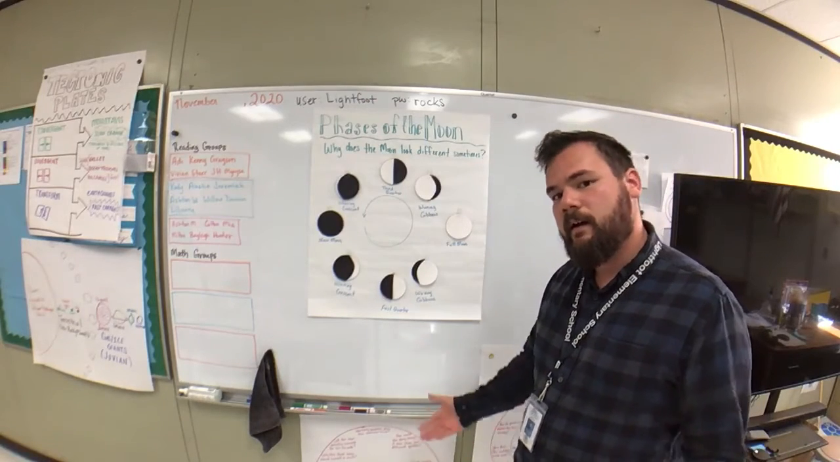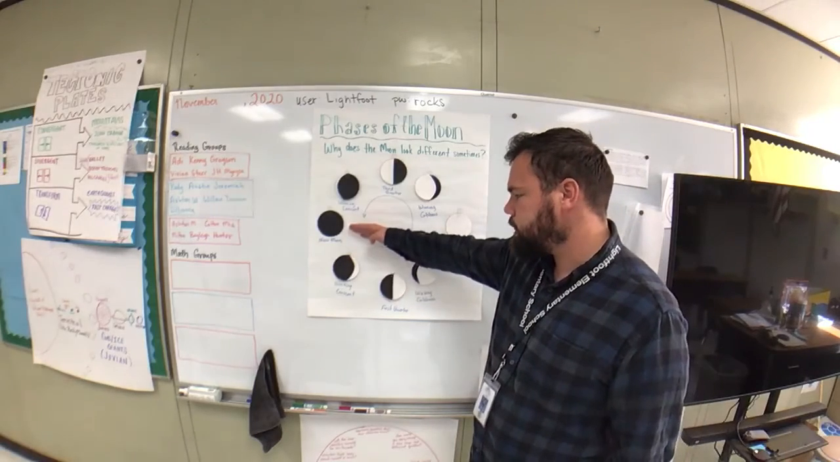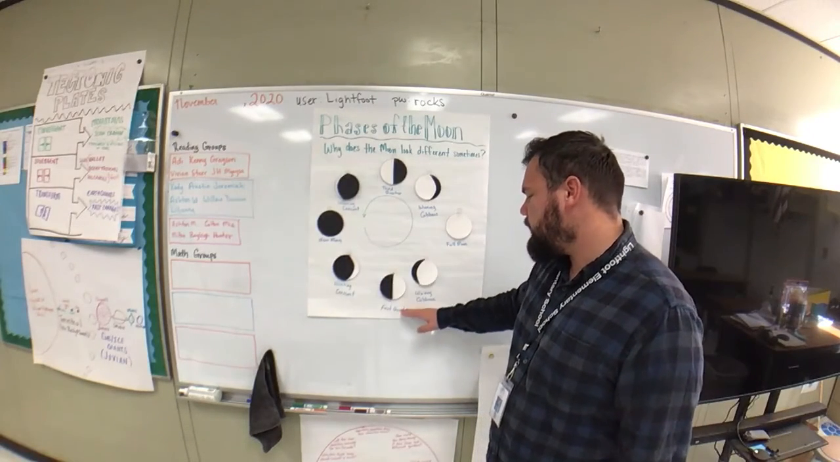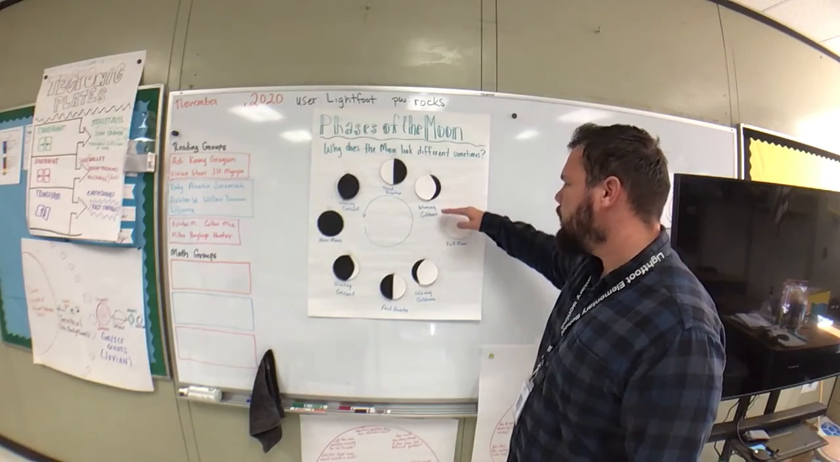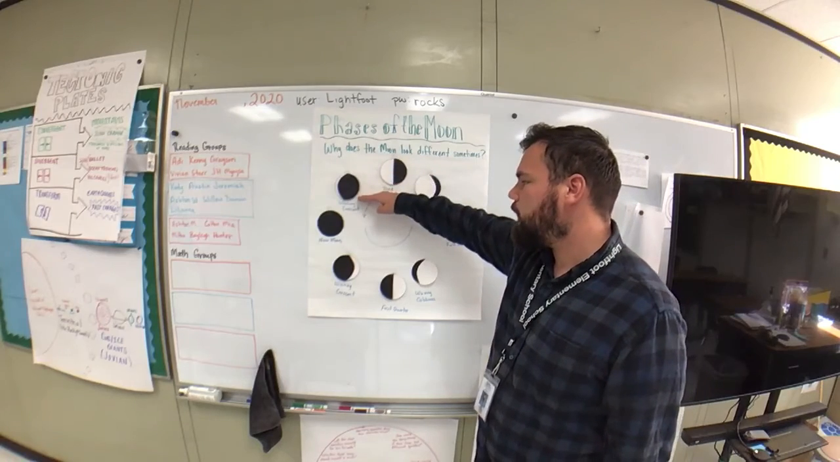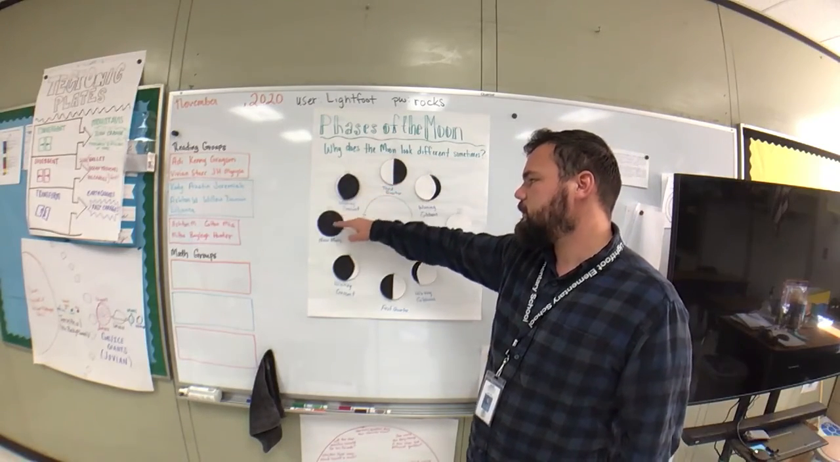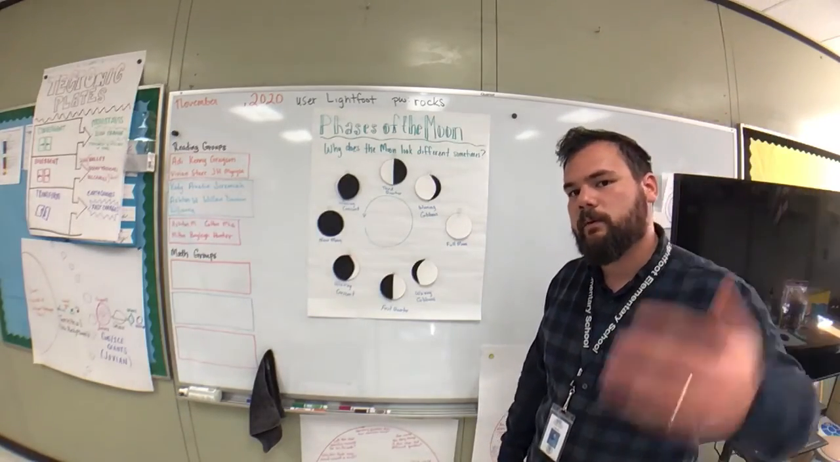How long does it take? About a month to go the whole way through. We've got our new moon, then our waxing crescent, our first quarter, our waxing gibbous, a full moon, a waning gibbous, a third or last quarter moon, and our waning crescent one last time before we get to our new moon. And then the cycle repeats.